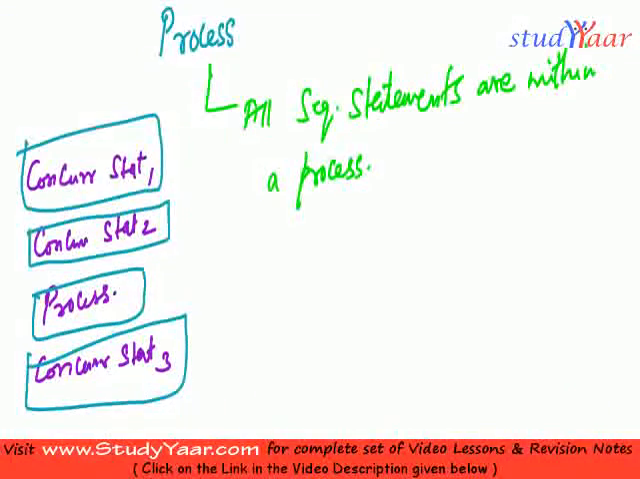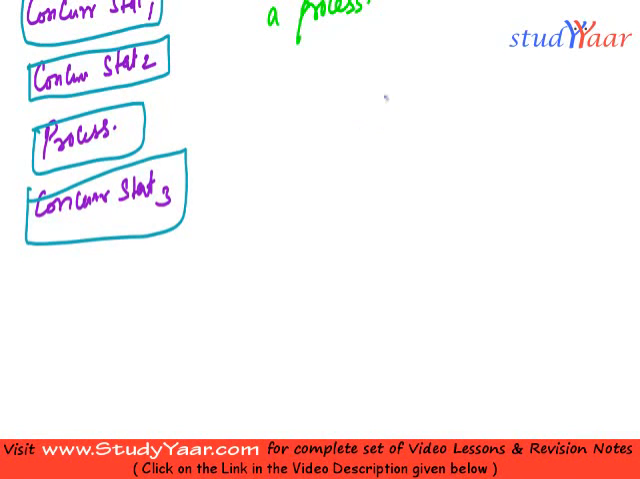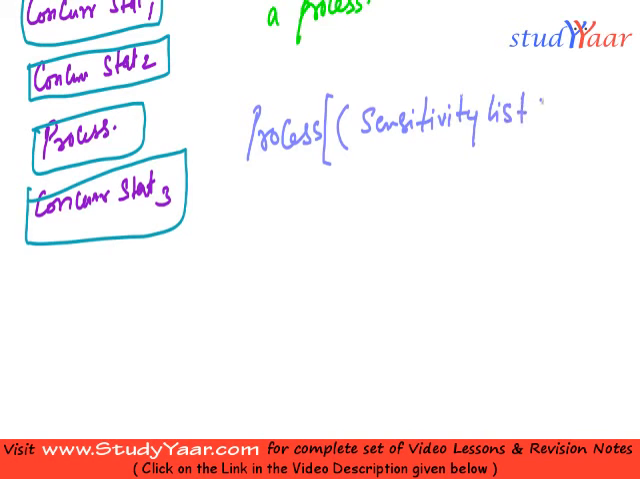So how do you define a process? Your process definition looks something like this. You have a process. Inside the process, with brackets, this is optional, you provide the sensitivity list. What is a sensitivity list? It is the list of signals which affect your process. Whenever these signals are changed or affected, your process is triggered.